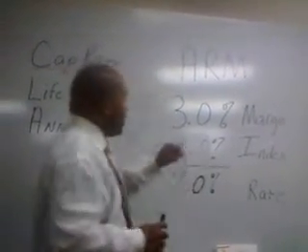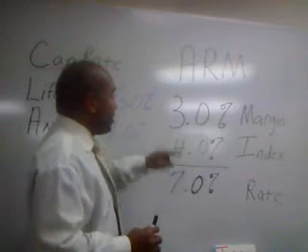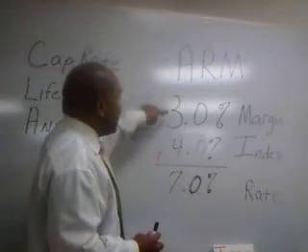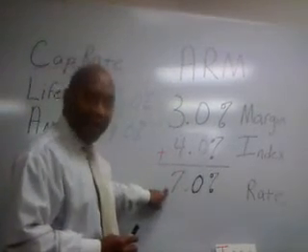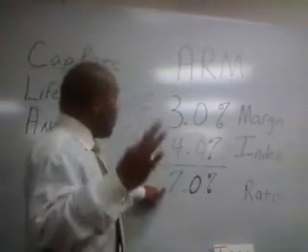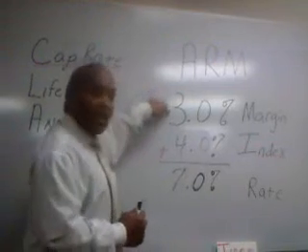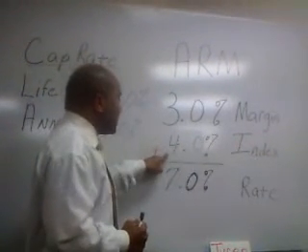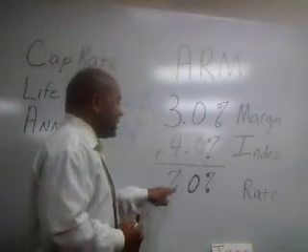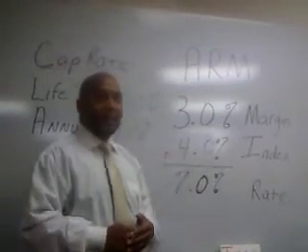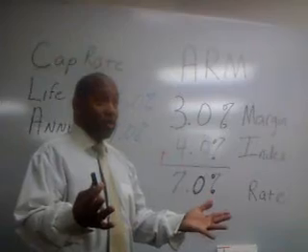So let's look at the rate. How do you calculate the rate? We add the margin plus the index, and that is going to equal your rate, or your start rate. So for this example, the margin is 3%. The index is 4%. So the start rate is going to be 7%. That's how you calculate a rate on an adjustable rate mortgage.